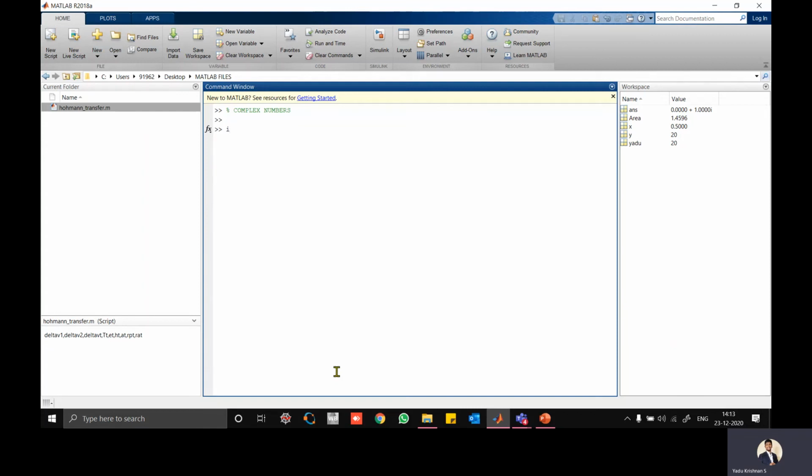Okay, i. If I press i, you can see that the answer is 0 plus 1i. That means it's having only an imaginary part. 1i is there, real part is 0. But then a question can be asked: can I use i for a variable? Yeah, obviously you can use it as a variable.